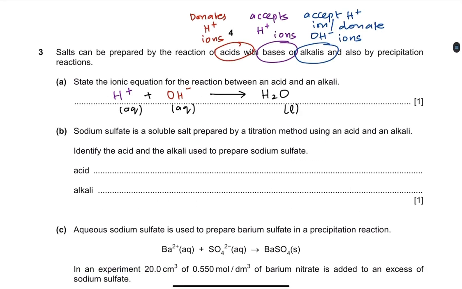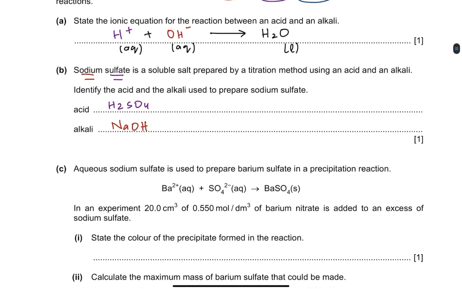Sodium sulfate is a soluble salt prepared by titration method using an acid and an alkali. Identify the acid and the alkali to prepare sodium sulfate. So the acid comes from this negative ion. The acid is sulfuric acid, and the alkali, which gives me the metallic part, is none other than sodium hydroxide.